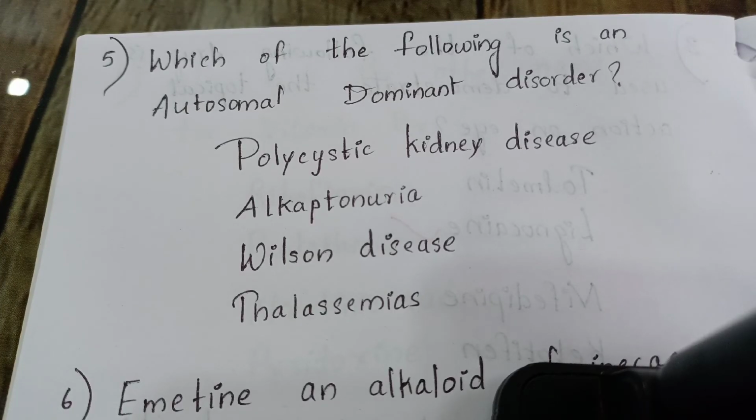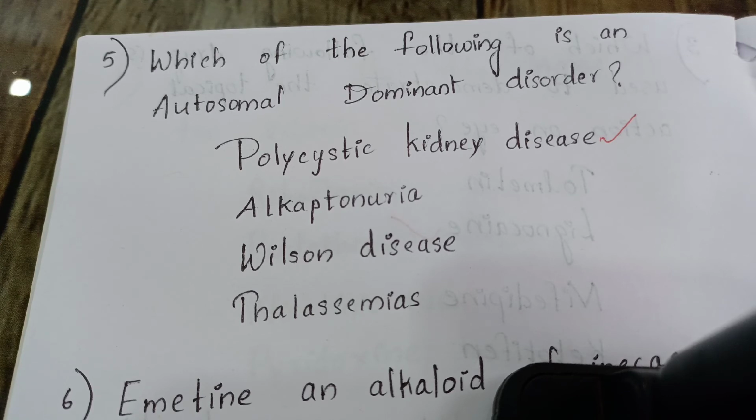Fifth one, which of the following is an autosomal dominant disorder? Polycystic kidney disease, alkaptonuria, Wilson disease, thalassemias. And the correct answer is polycystic kidney disease. Autosomal dominant disorder means a pattern of inheritance in which an affected individual has one copy of a mutant gene and one normal gene on a pair of autosomal chromosomes. And the other examples include Huntington disease, neurofibromatosis, etc.